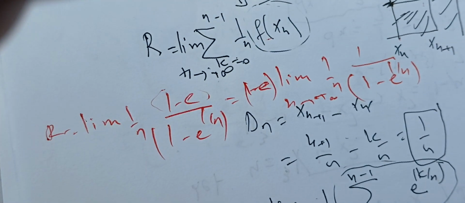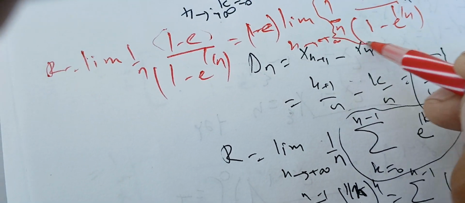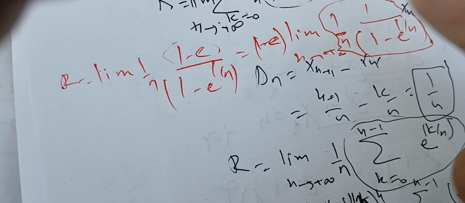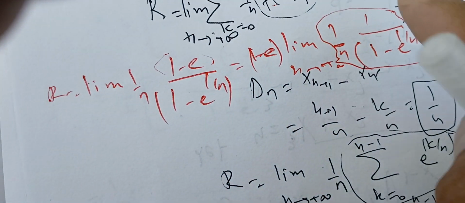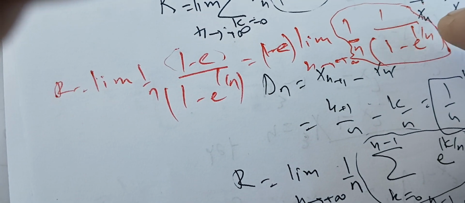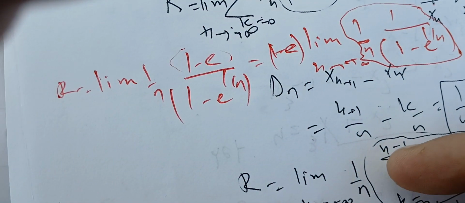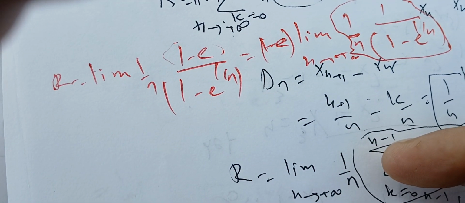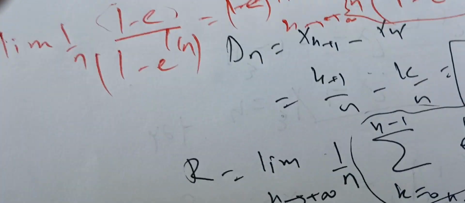Okay, so here, what's this limit? The limit of 1 over n when n goes to infinity is 0. This one, e to 1 over n, when n goes to infinity, it's 1, so 1 minus e to the power 0 is 0, so we have an indeterminate form. So how can we solve this one? How can we find this limit? Let me do more work here and we'll see what we can do with this.